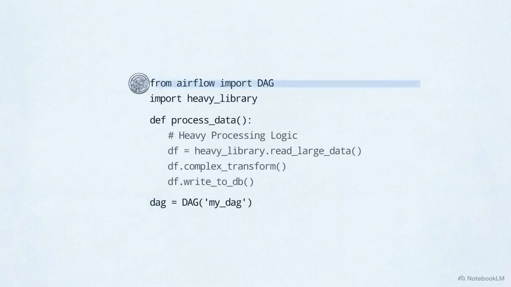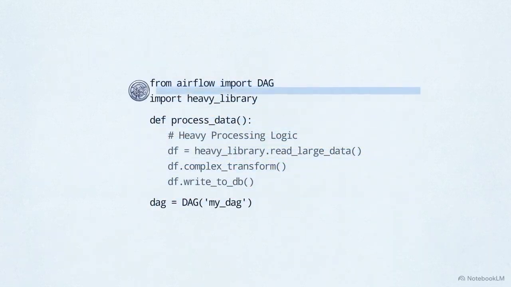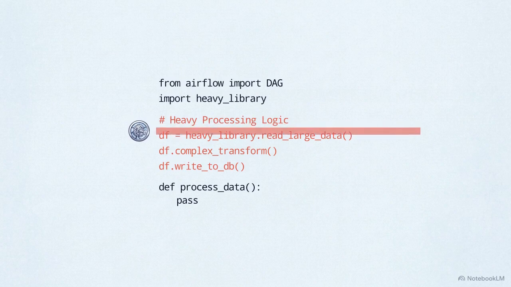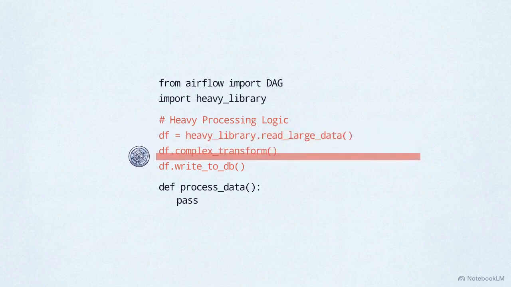You must also keep all heavy processing logic strictly inside your task functions, not floating at the top level of your DAG file. The scheduler parses every DAG file continuously. Putting expensive code at the top level will bottleneck the entire system.